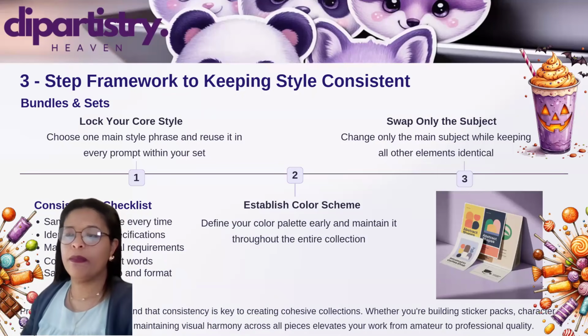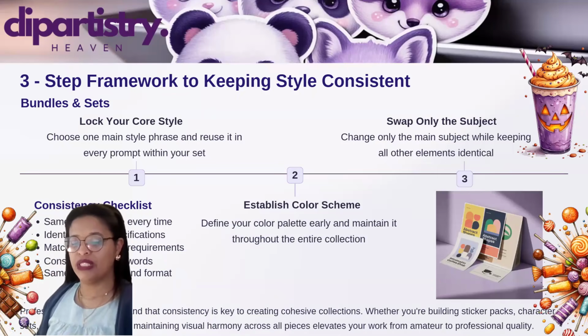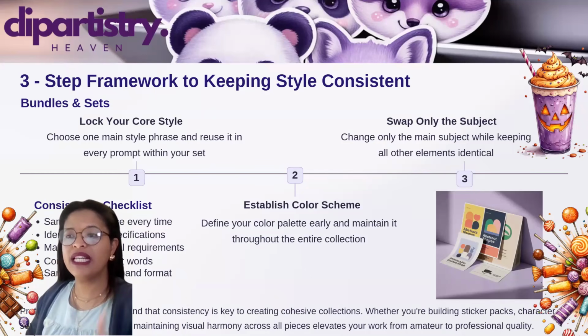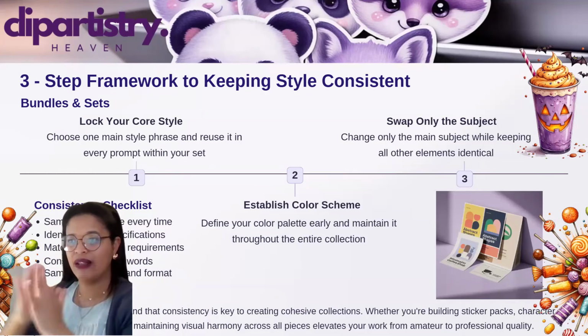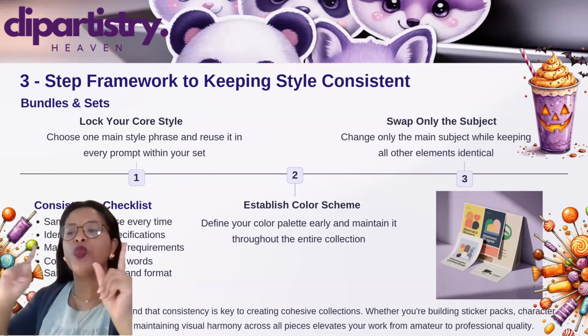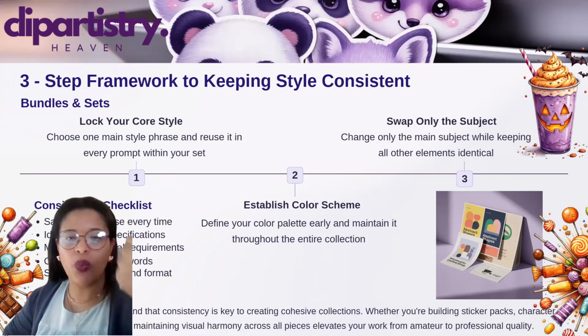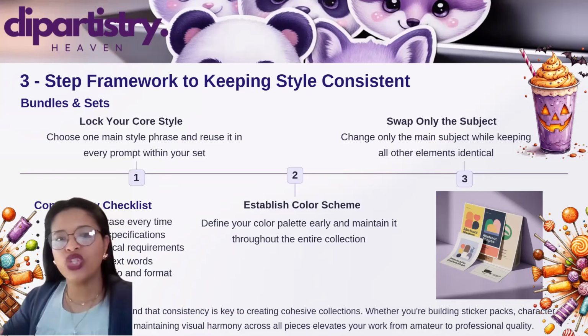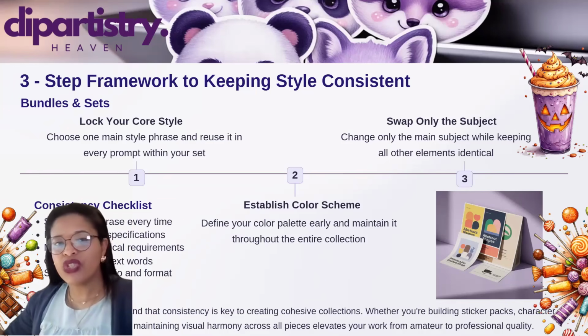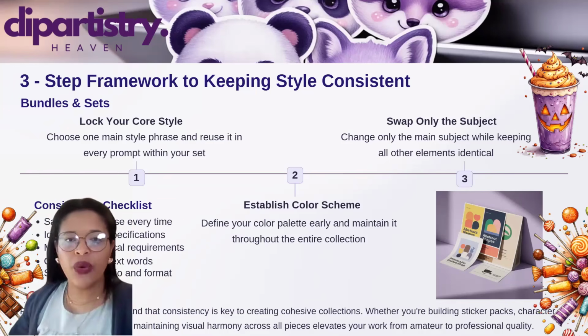So this is a 3-step process. If you are struggling with getting consistent bundles, do this. Firstly, lock your core style in. What do I mean? Choose one main style: watercolor, kawaii, Disney, Pixar, line art, oil impasto style, neon glow. Lock your style down. What is it that you want?